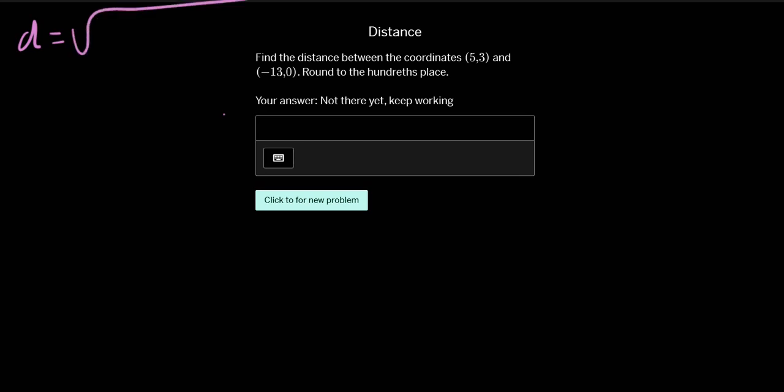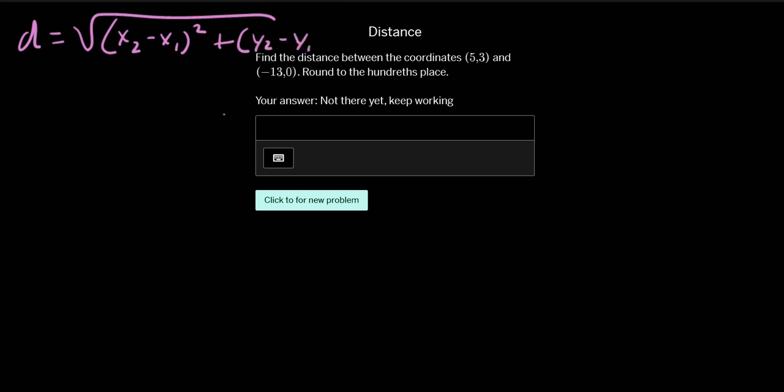distance is equal to the square root of x2 minus x1 squared plus y2 minus y1 squared. Now what's very, very important, the two values, x2 and y2, those always come first, and they are always being subtracted with the x1 and y1 values. Subtraction goes inside the parentheses. A plus sign goes in the middle, adding those two values together.